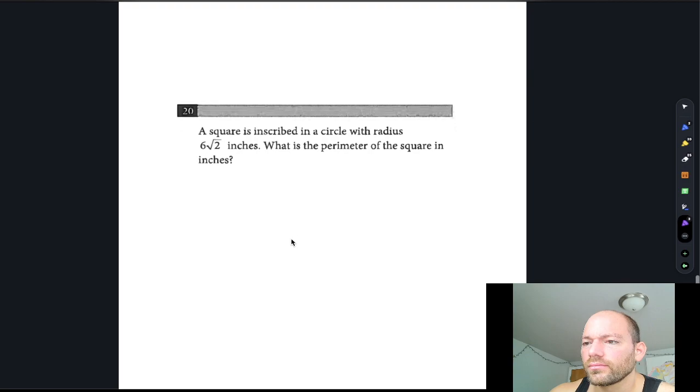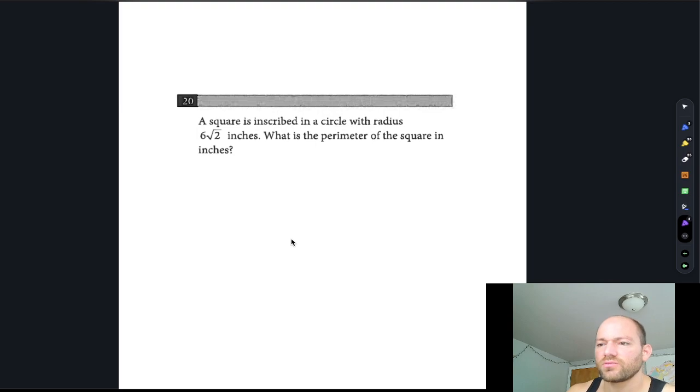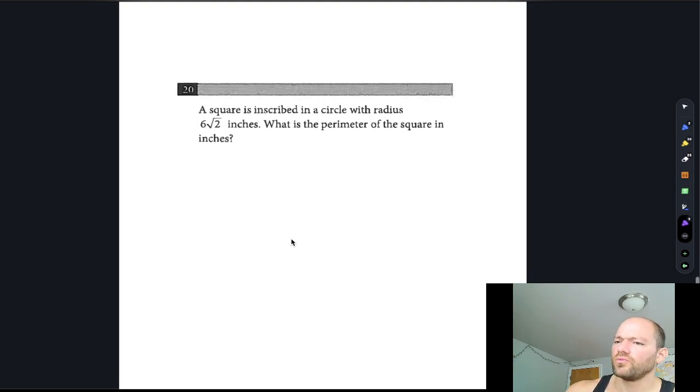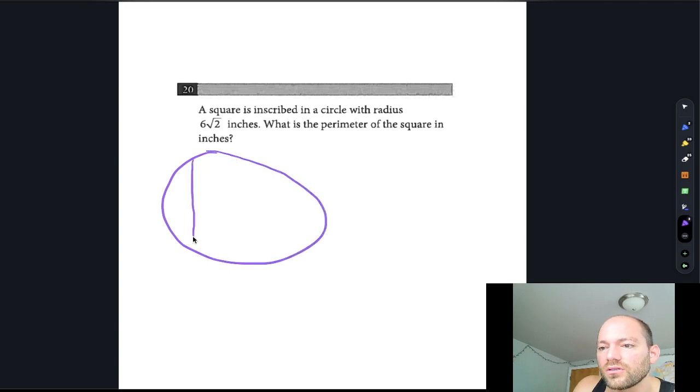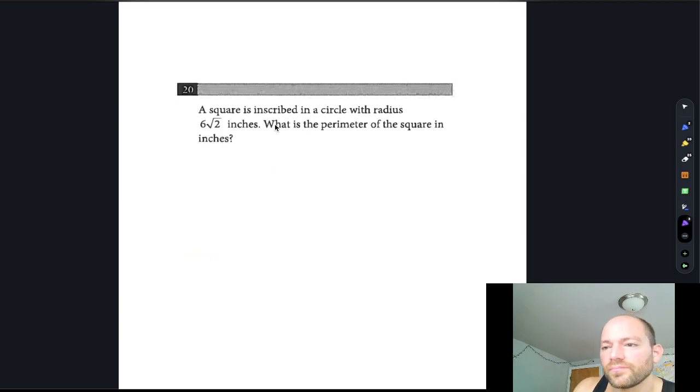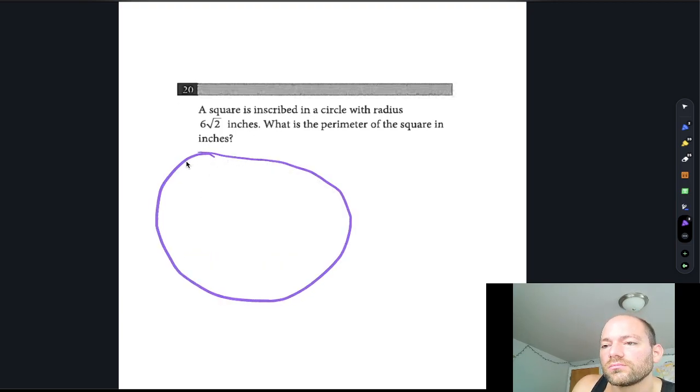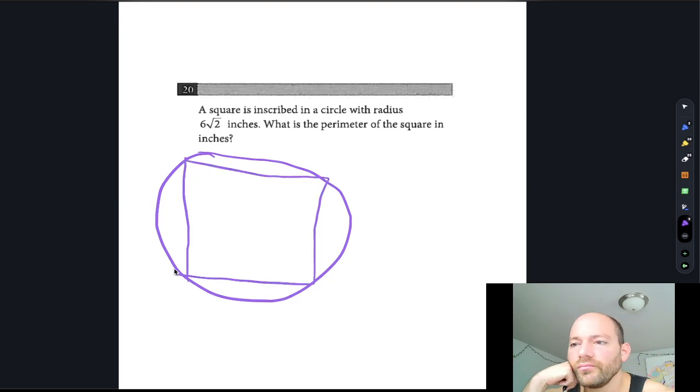A square is inscribed in a circle with radius 6 root 2 inches. What is the perimeter of the square in inches? Also a number 20. Also a no calculator, so also the last question. And also a square inscribed in a circle. So once again, let's go ahead and get that drawn over here. Circle. Square. A square is inscribed in a circle with radius 6 root 2.